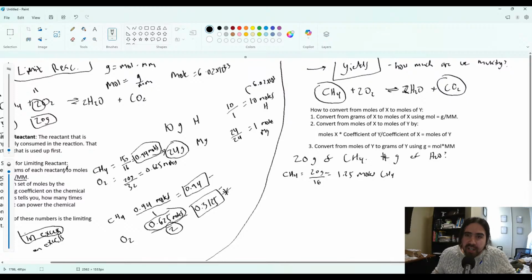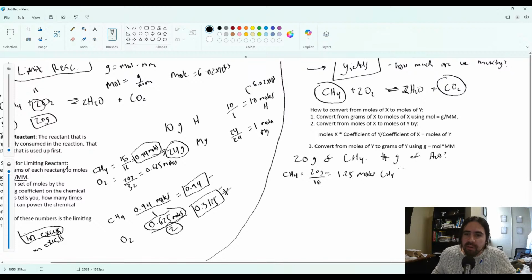The next step is I need to convert from moles of X to moles of Y, moles of CH4 into moles of H2O. This is why you need to have a balanced chemical equation. If you don't have a balanced chemical equation and it's just ridiculous coefficients, then you're never going to be able to accurately convert from moles of one thing to moles of another.